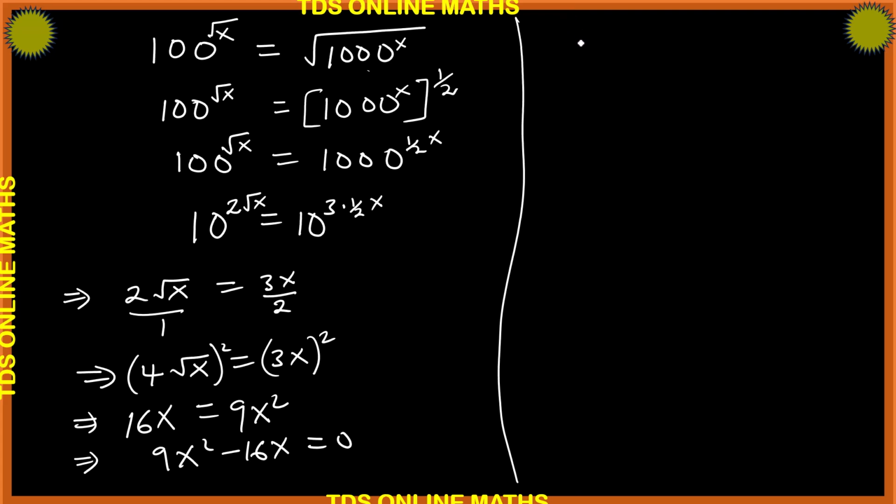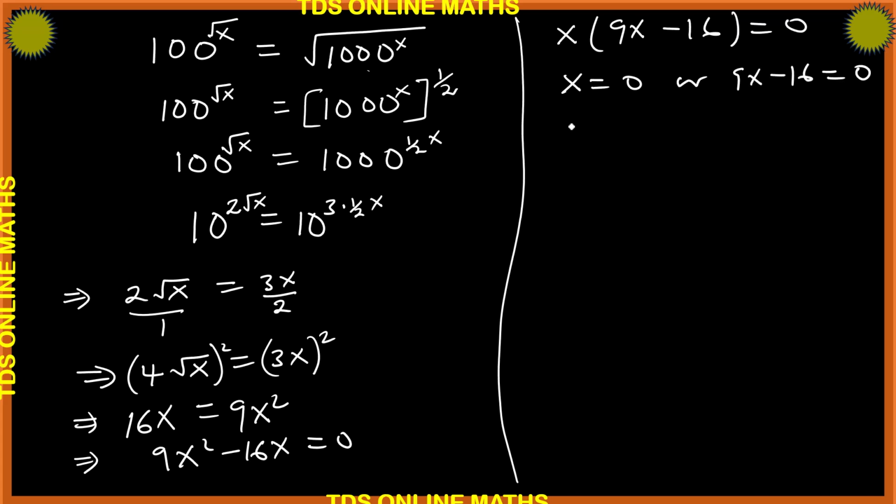Let's factorize x out. Taking x out, we get x times 9x minus 16 equals 0. So my first answer is x equals 0, or 9x minus 16 equals 0. Solving this one, 9x equals 16. Therefore, x is 16 on 9.